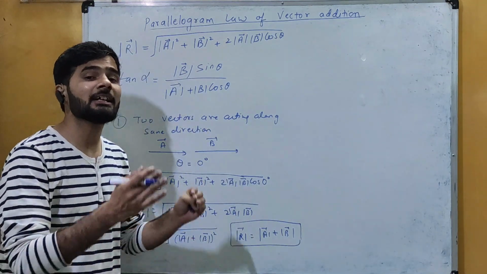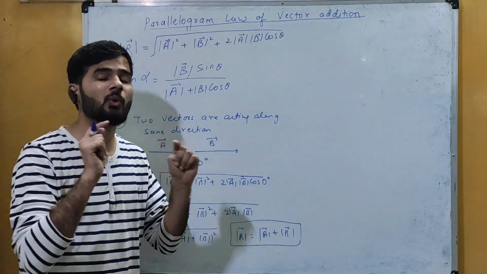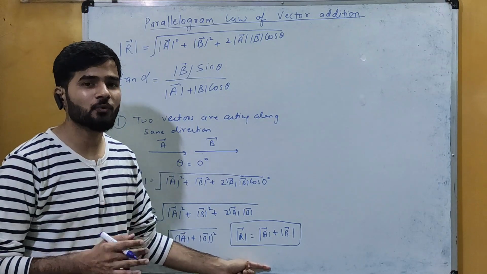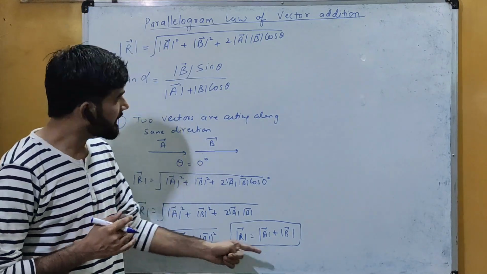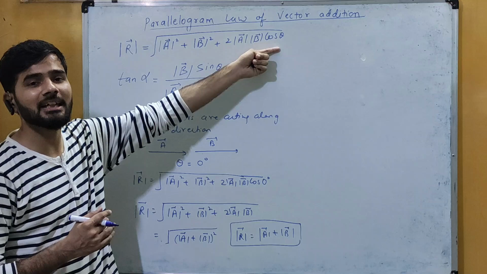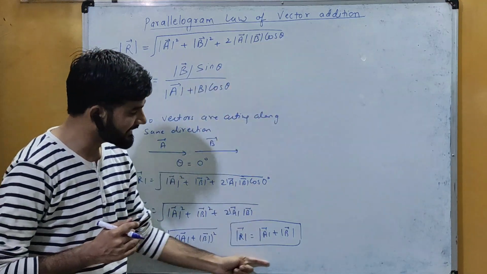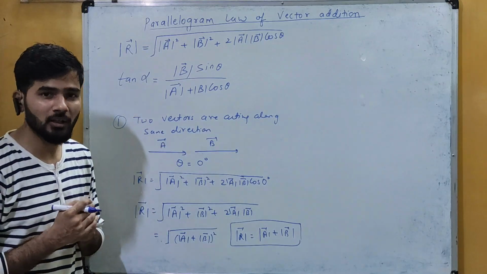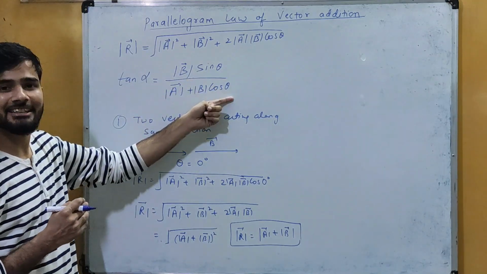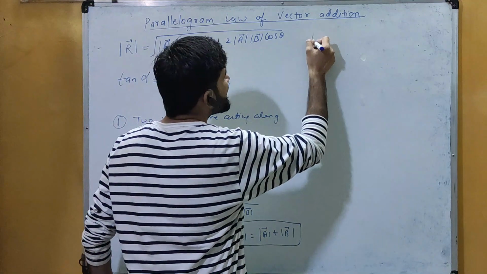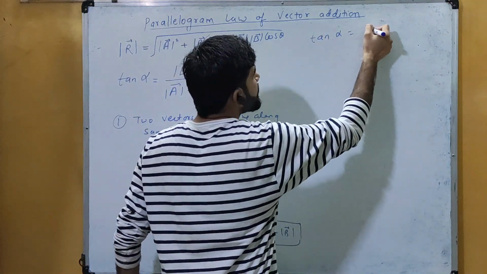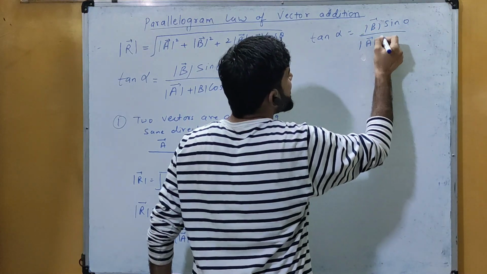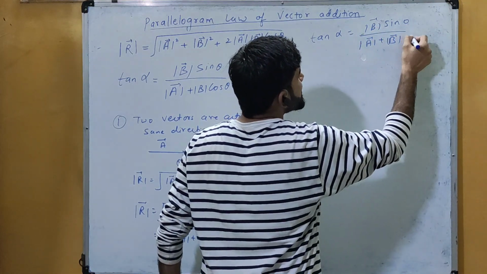This is the same as the first case we have seen, that when the two vectors are acting along the same direction, we simply add their magnitudes in order to find the resultant. So here we have proved it by using the formula of the resultant vector. Now how can we find the direction of the resultant? Here, using the angle theta equal to 0 degree, I can write tan alpha is equal to B sine 0 upon A plus B cos 0.